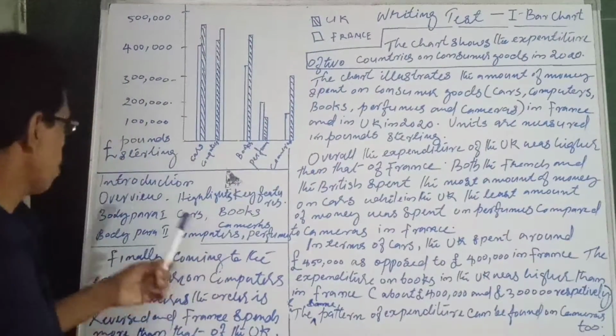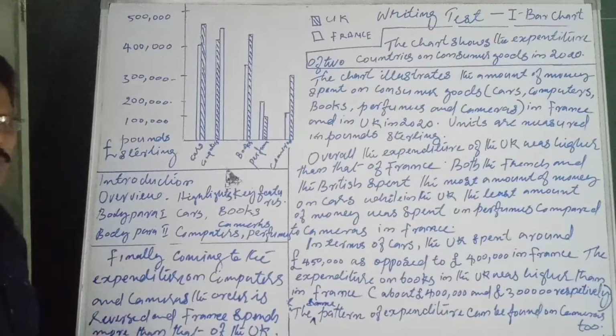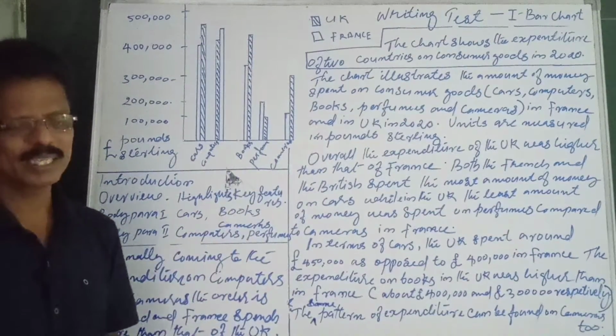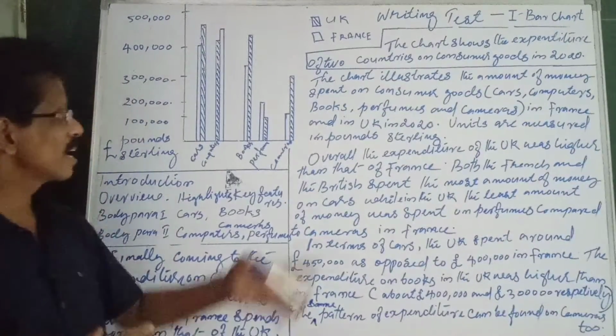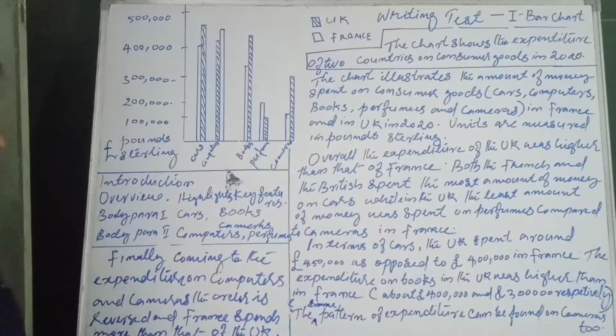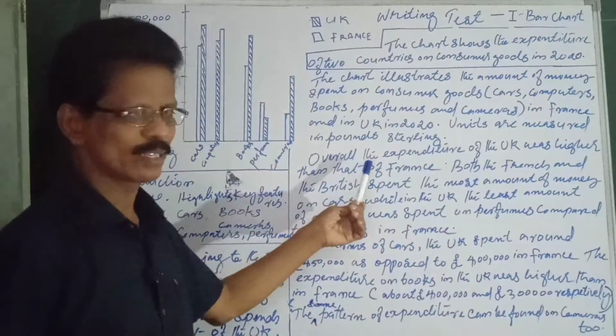Next, overview. So what is overview? Overview highlights key factors. It is in a way summarizing the entire thing of this chart. So let us see how the overview can be answered. See this?